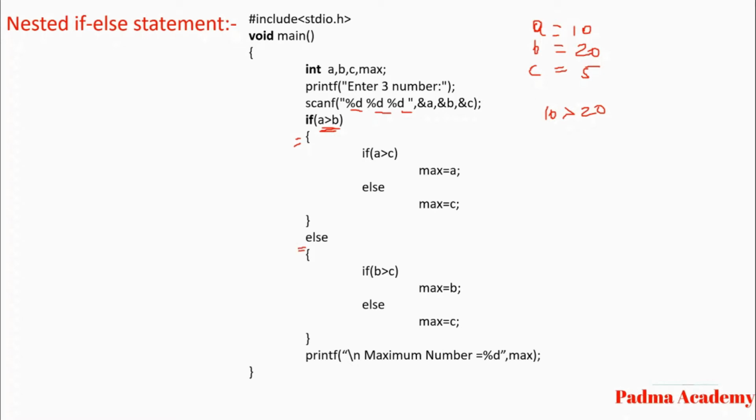It will execute the else block, that is it will check that B is greater than C, that is 20 is greater than 5, yes, then it will execute max is equal to B. Then it will store max equal to the value of B, that is 20. Then it will print the max number is equal to %d, with the first argument being max, and print the value of that max variable over here, that is 20. So this is the program for finding out the largest number, that is the maximum number among the 3 numbers.